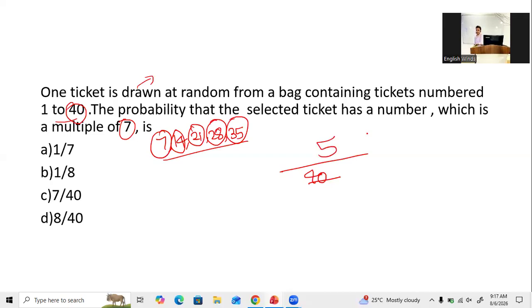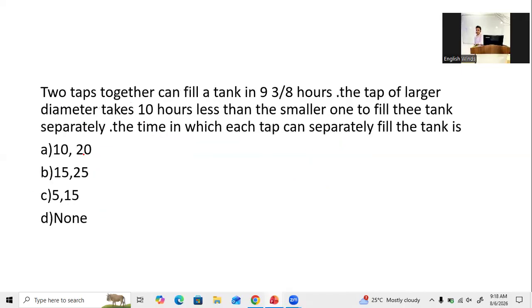So the probability of selecting tickets which are multiples of 7 is 5. So the answer is 5 by 40, but we don't have any option as such. So 5 ones are 5, 5 eights are 40. So the answer is going to be 1 by 8. Got it, everyone? Now let's move on to our next question.